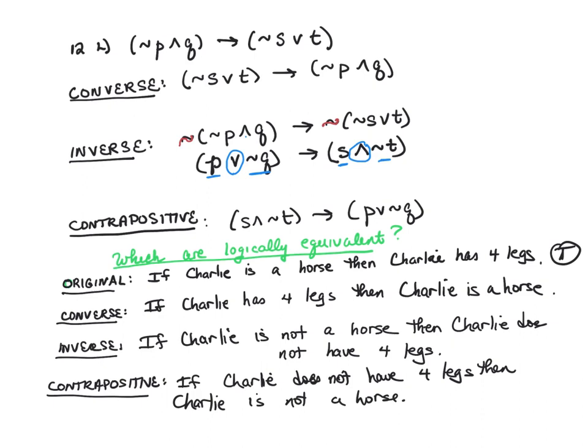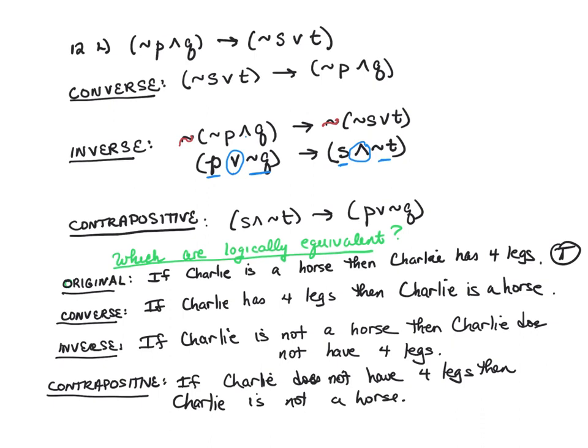and does have 4 legs? Or we could say even a spider. I mean, that's the only one thing that could come to my mind. Okay, a spider's not a horse and it has 8 legs, I think. All right, so I don't think the inverse would do it either.